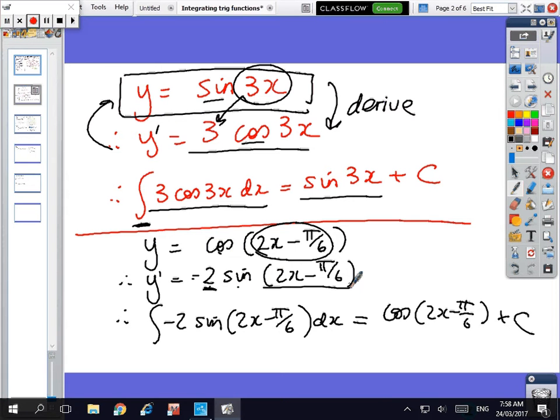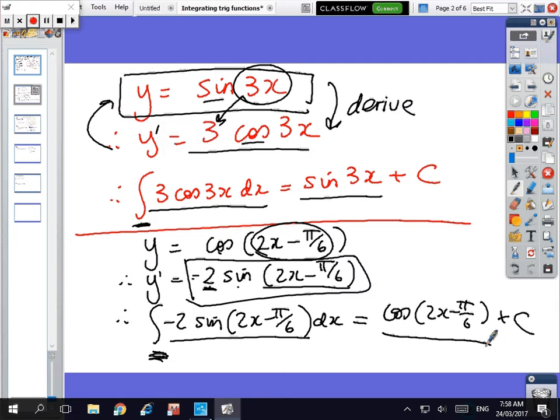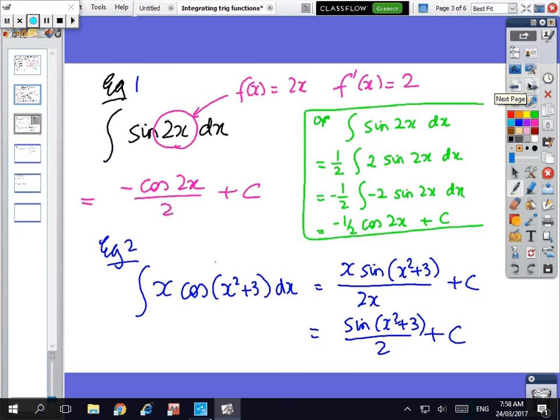So that means if I've got that minus 2 sine 2x minus pi on 6, and I'm integrating, it must have come from cos 2x minus pi on 6 plus c. So let's have a look at another example. Can I copy that if you need to? Okay, so what we've got here is some examples. We're just going to integrate.